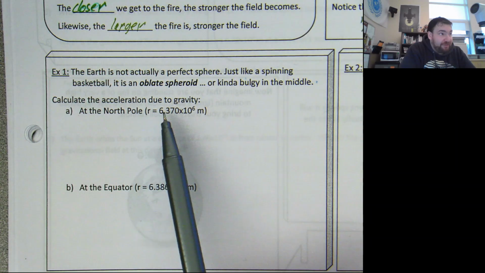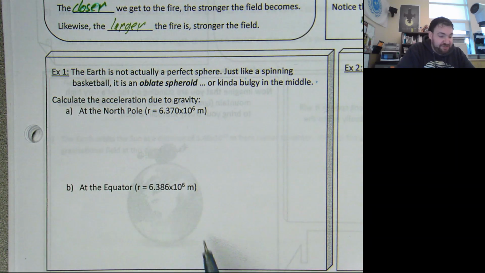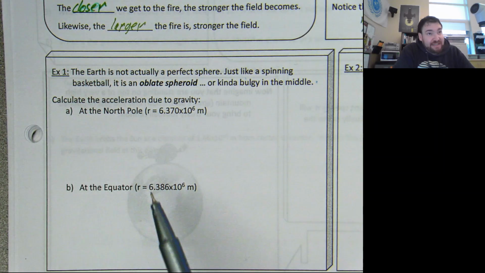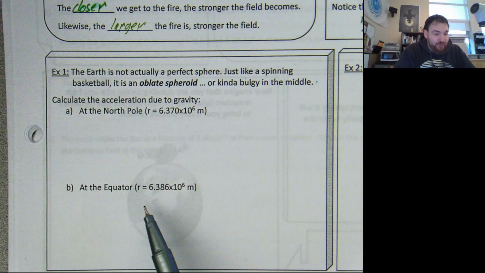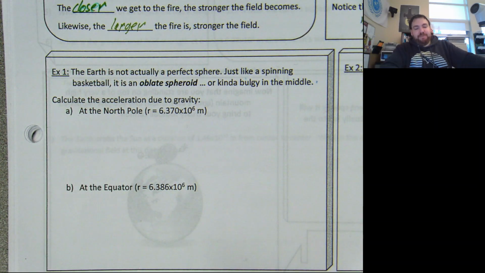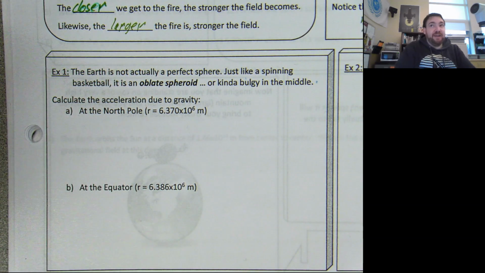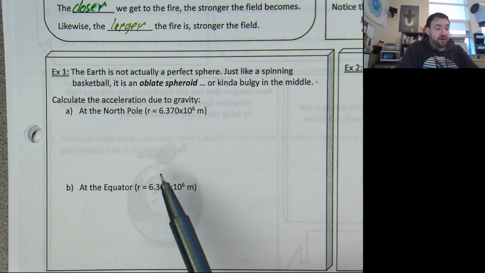So the acceleration due to gravity is going to be different at the North Pole versus at the equator. It's not going to be different enough for you to notice it. It's not like you're going to go to the equator and start jumping and think, oh, I'm falling slower. The effect isn't that big. And we're going to calculate right now what the effects are.